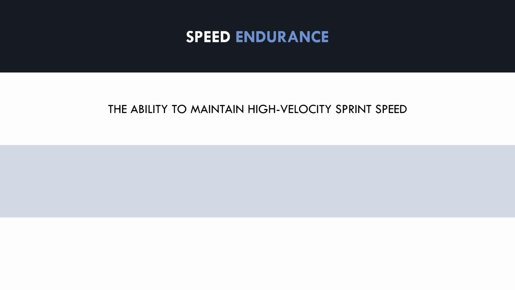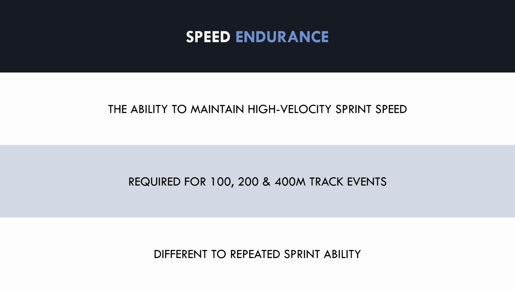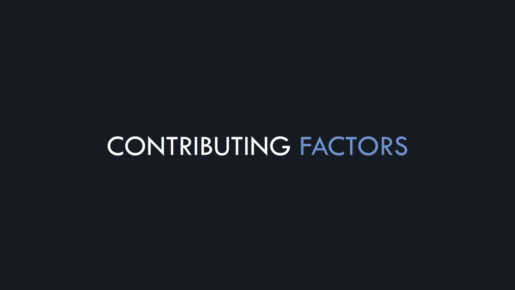Before we cover how to train for speed endurance, we first need to understand what speed endurance is. This is essentially the ability to maintain maximal or near maximal velocity over a prolonged distance. Speed endurance is basically only required in the 100, 200 and 400 meter track events, where high velocities need to be maintained for extended distances. This shouldn't be confused with repeated sprint ability, which refers to the ability to repeat short distance sprints with submaximal rest. Now that we understand what speed endurance is, we now need to explore what factors contribute to this ability.